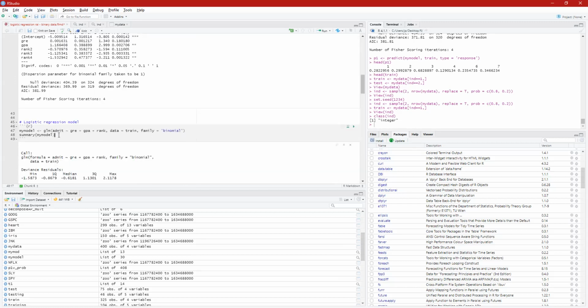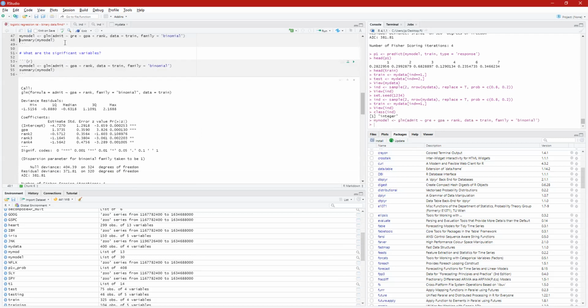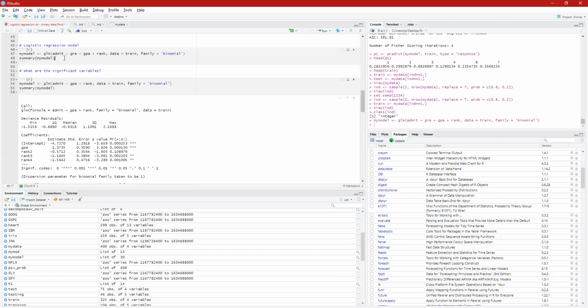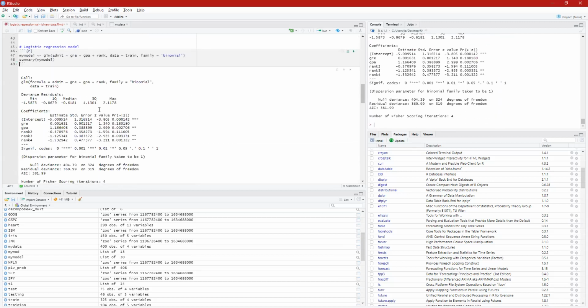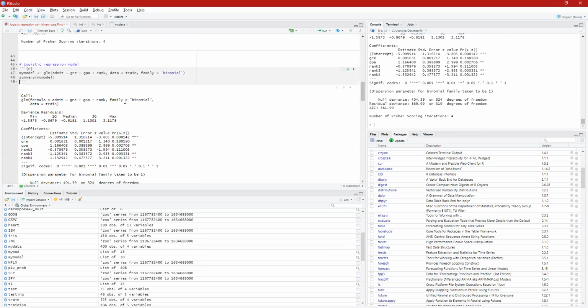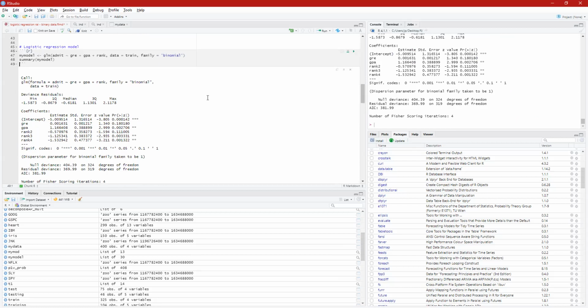Admit, GRE. Yes, let's check the train data. Show the summary. There it is, the summary. You have 1.16. It looks right. Okay, so it looks like your index ran.